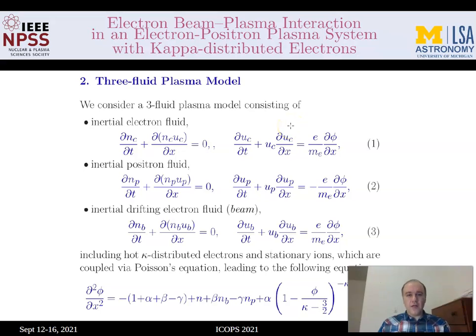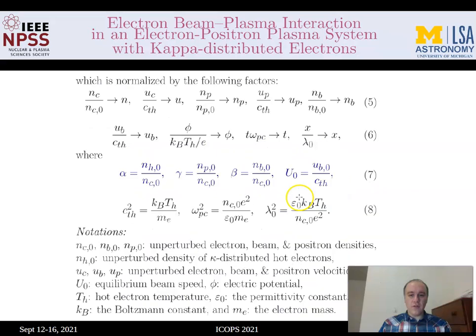In my recent study, I consider a three-fluid model consisting of inertial cold electrons, inertial positron fluids, and drifting electrons, which are also called electron beams. We also have hot Kappa-distributed electrons and stationary ions. All these fluid equations couple via Poisson's equation, leading to the following equations.